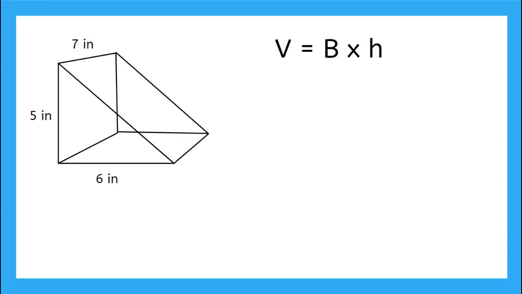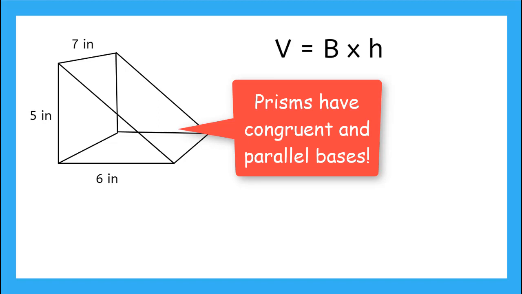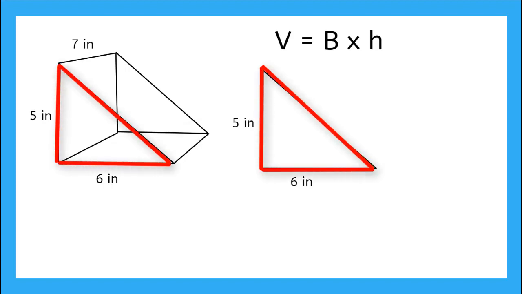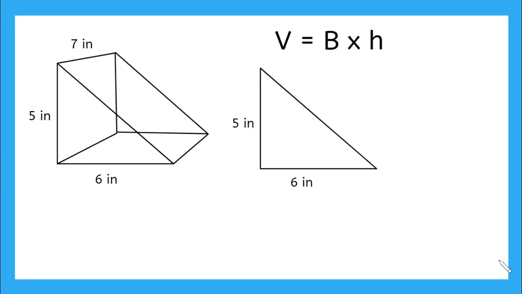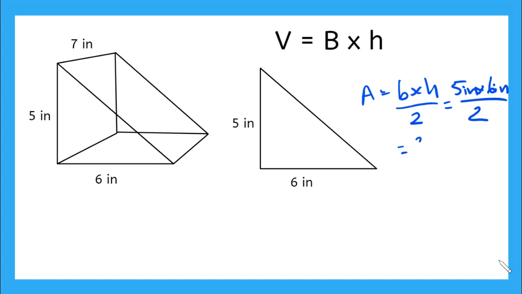Now, what if we have a triangular prism? Let's look carefully here. What do you think the base of this prism is? Remember, a prism has 2 parallel and congruent bases. So with this solid, our bases are triangles. So we need to find the big B in our formula. And we know how to find the area of triangles. So we can use the formula A is equal to base times height over 2. And for this triangle, that will give us 5 inches times 6 inches over 2. And that gives us 30 inches squared over 2, which gives us 15 inches squared. So that's the area of our base here, or that big B.